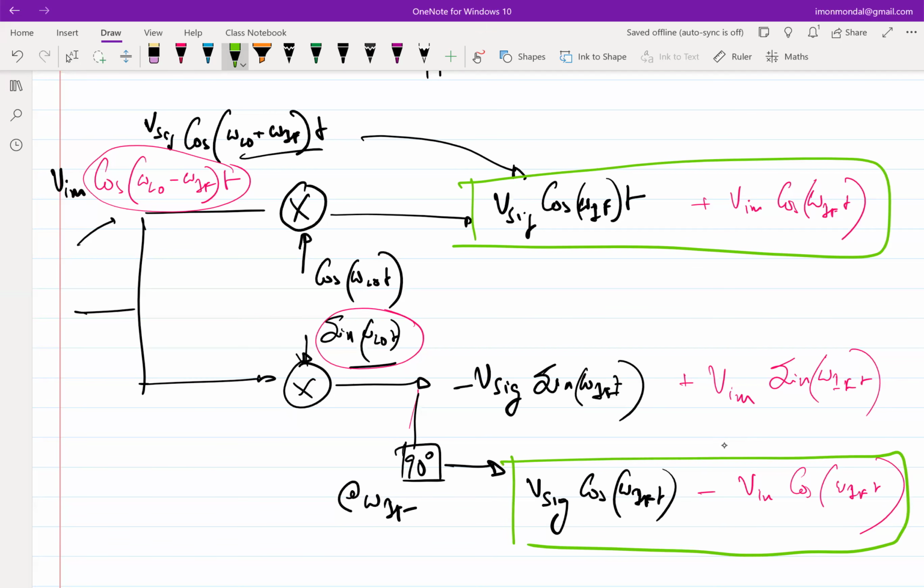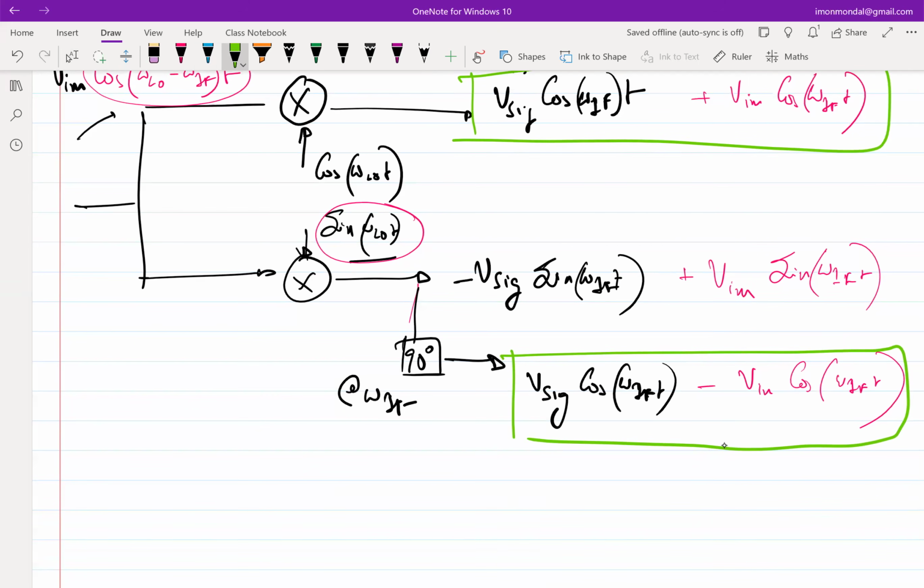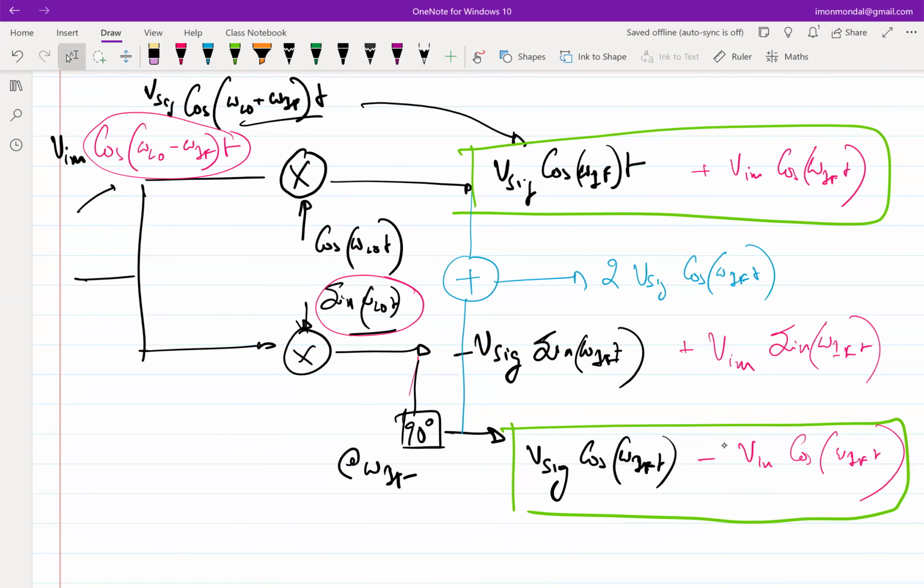All you have to do is simply add them up, right? So all you need to do is take this, add them up, and you get 2V_sig cosine omega_IF t. No image. Question? Yes, no, okay. So again, no filters, right? No filters, but you are able to get rid of the image.